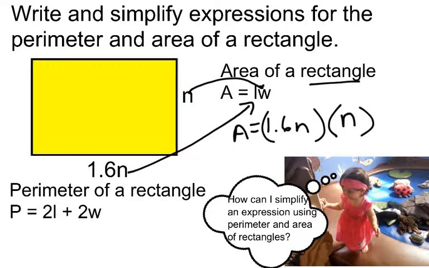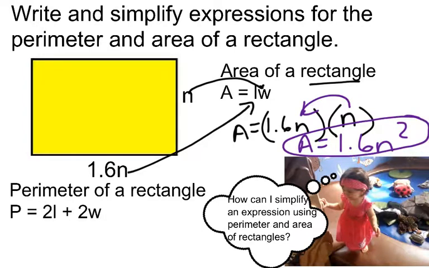Common mistake: students will multiply n times n and get 2n, but if you look in previous tutorials, n times n is n squared. So my area equals 1 6/10 n squared.